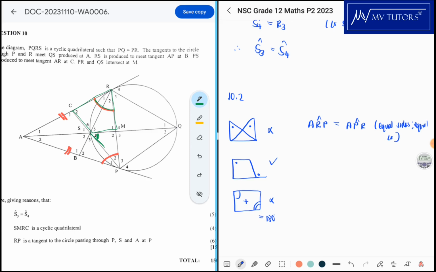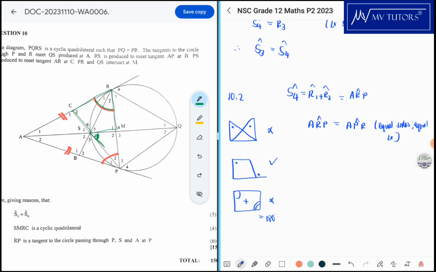If I'm going to use the external angle, maybe I have to prove that S4 is equal to R. Let's just work with that goal. S4 is equal to R. Okay, R1 plus R2. Or I could say ARP. Okay, so that I have some direction, I know what I'm working towards. My little best friend there is making some noise, but please just bear with me.